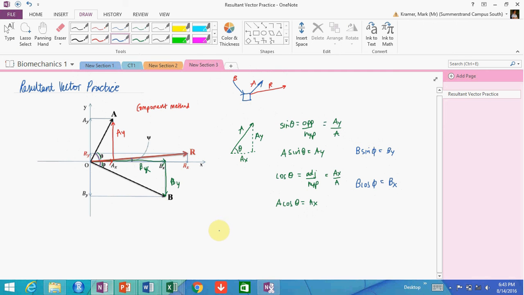So we could summarize it as follows. Whenever we look at the vertical component of a vector, it's always going to be the magnitude of the vector itself times the sine of whatever angle it makes with the horizontal. And similarly, the horizontal component is always the magnitude of the vector times the cosine of the angle that it makes with the horizontal.